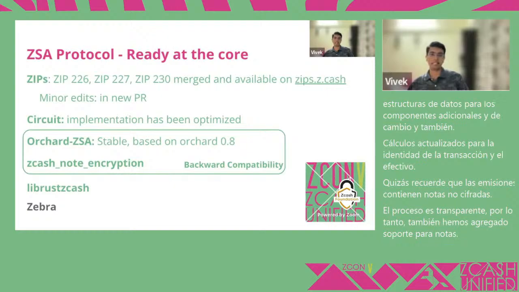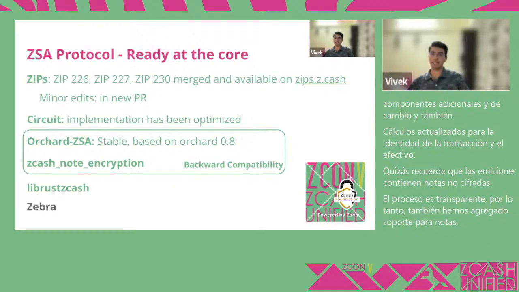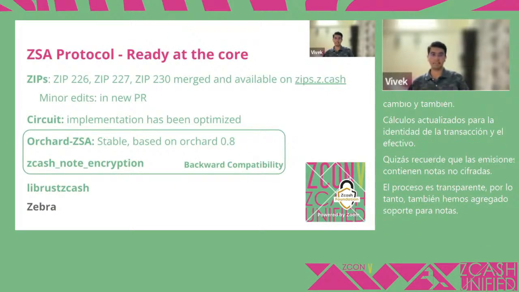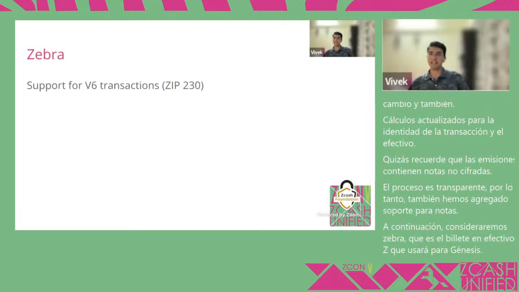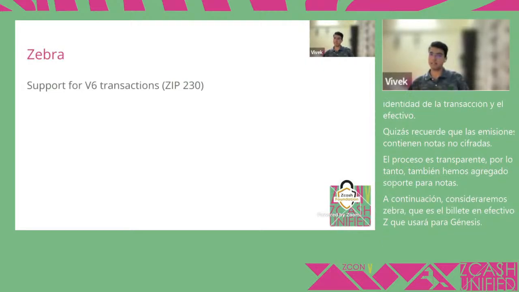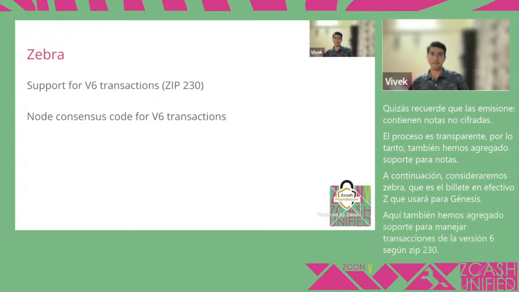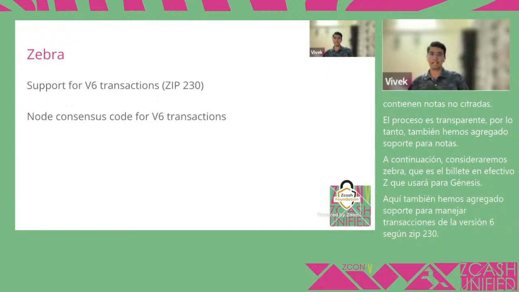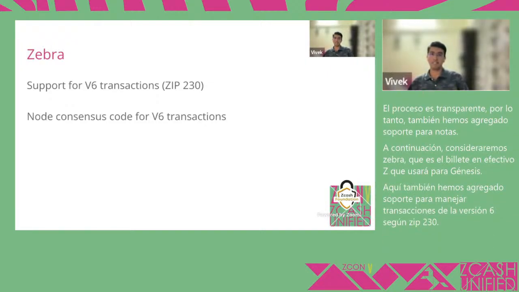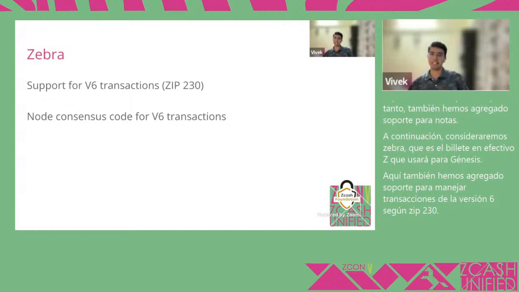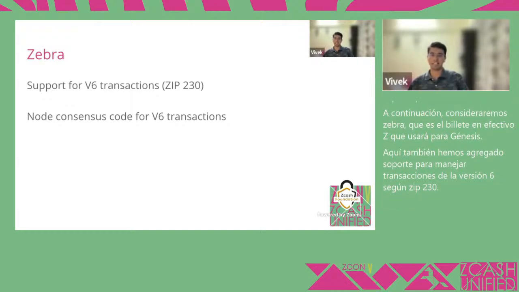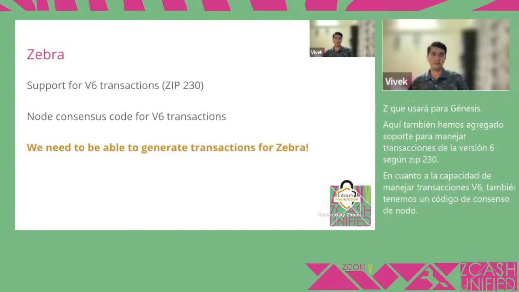Next, we'll consider Zebra, which is the Zcash node that we are going to be using for ZSAs. Here too, we have added support for handling version 6 transactions according to ZIP 230. Beyond the ability to handle V6 transactions, we also have node consensus code that can handle the changes that come in with V6 transactions and the ZSA protocol.